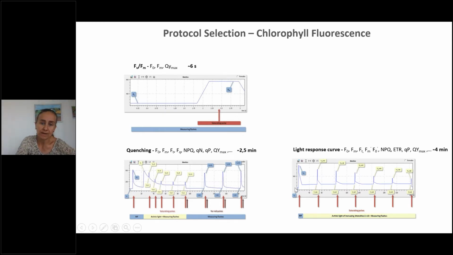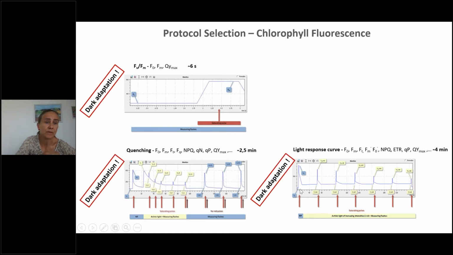Using protocols such as the light response curve, so measuring the photosynthetic efficiency at different light intensities, we always need time for the light adaptation of the plants, and we are reaching semi-light adapted states. There we are in a range of a number of minutes for performing such a protocol. An important thing to say: for all these protocols, we need dark adaptation.